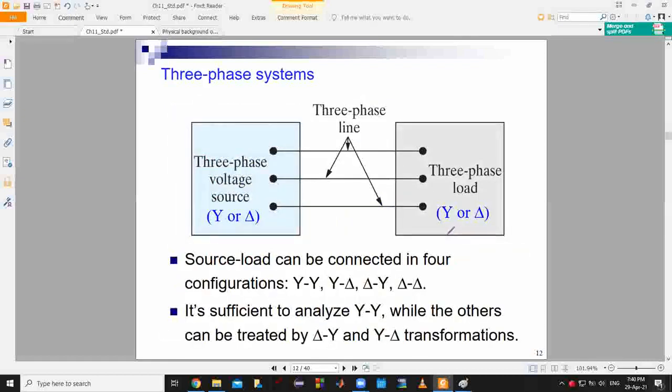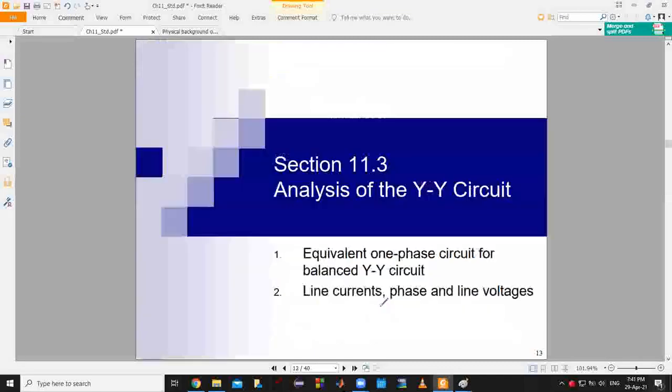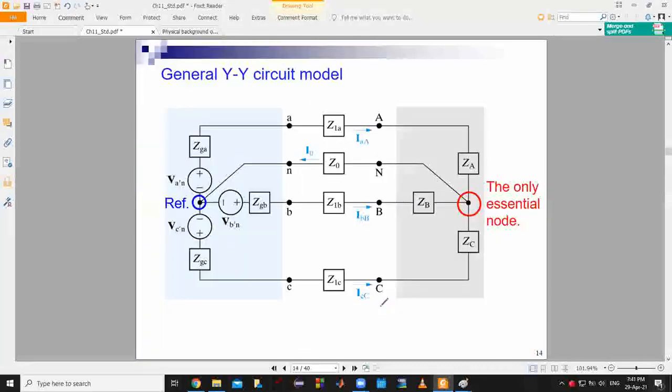So again, if we look at the three-phase system in general, because the previous ones we were looking at just the source, the configuration of the source. Now, in general, a three-phase system could have a Y configuration, Y-delta, delta-Y, and delta-delta. So four different configurations. But it's sufficient to analyze just the Y-Y configuration, and we can use the delta-Y and Y-delta transformations to get a Y-Y configuration, which is easier to analyze. So let us analyze it.